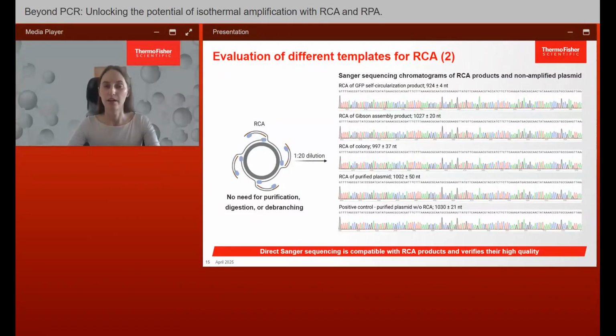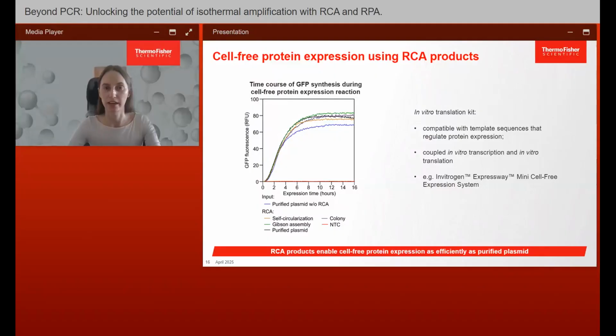So the next step in the workflow is downstream applications. Let's start with cell-free protein expression. Here, it is important to choose an in vitro translation kit that is compatible with your template's regulatory sequences. If you are working with prokaryotic templates, use a prokaryotic kit that supports coupled in vitro transcription and translation. A good example of such a kit is the in vitro Gen Expressway Mini cell-free expression system.